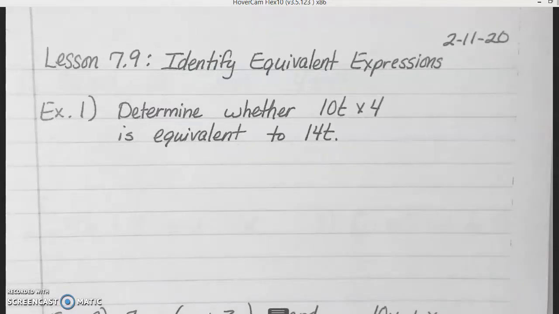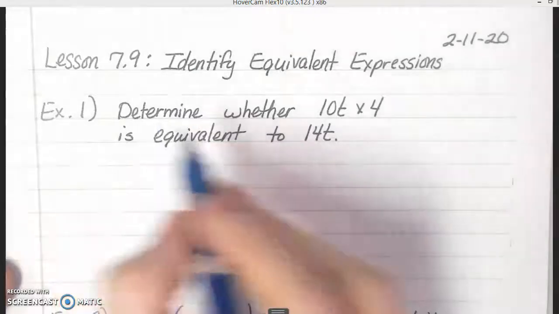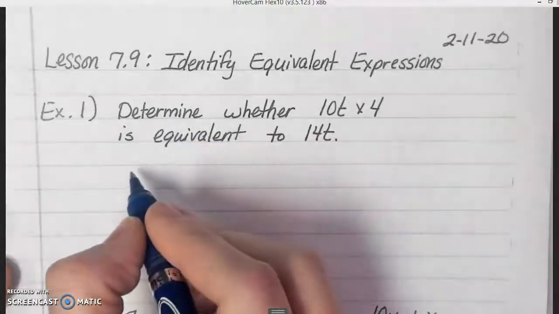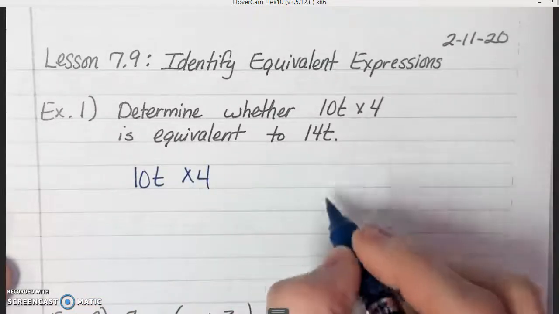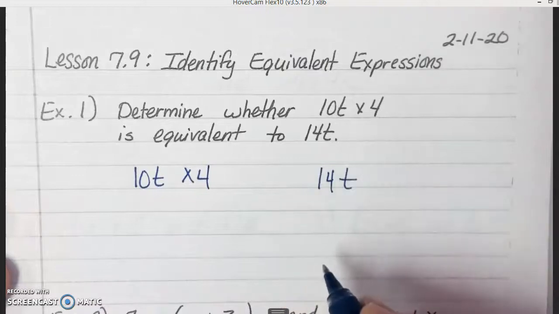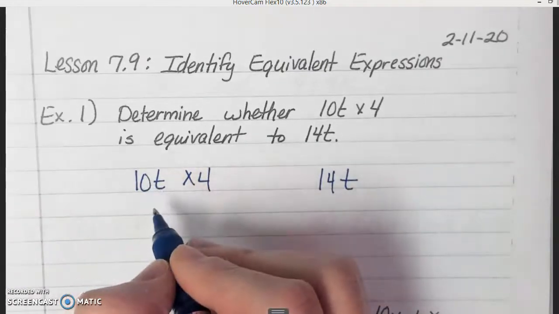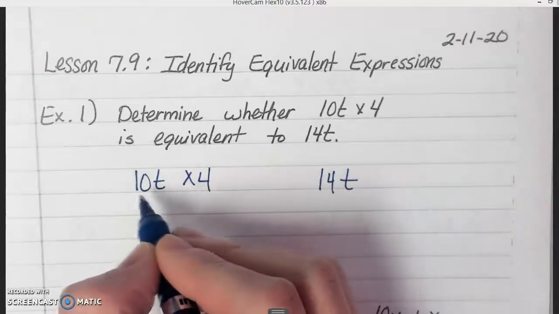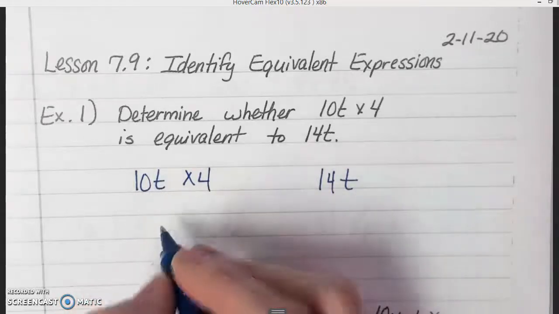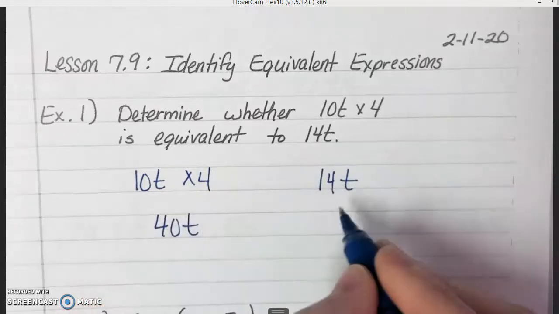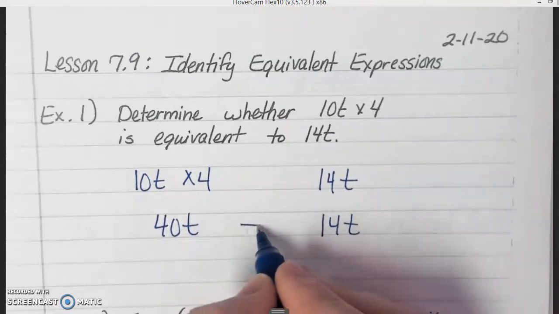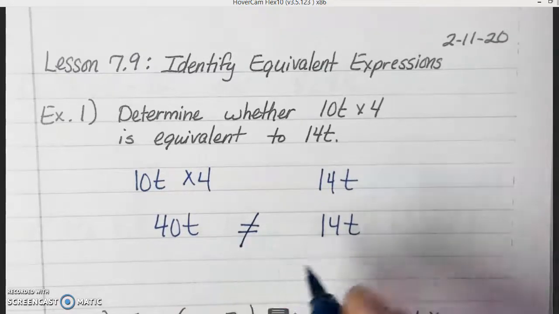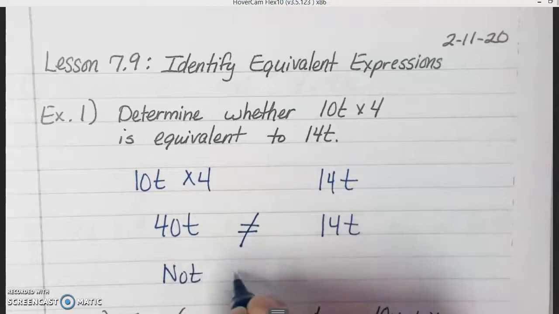So in order to do that, let's break this down. Here we have 10t times 4. Here we have 14t. If I were to simplify this, what's 10t times 4 going to be? 40t. Is 40t equivalent to 14t? It's not equivalent. So to show non-equivalent with a sign, you'd put an equal sign and put a line through it. And we'll write not equivalent.